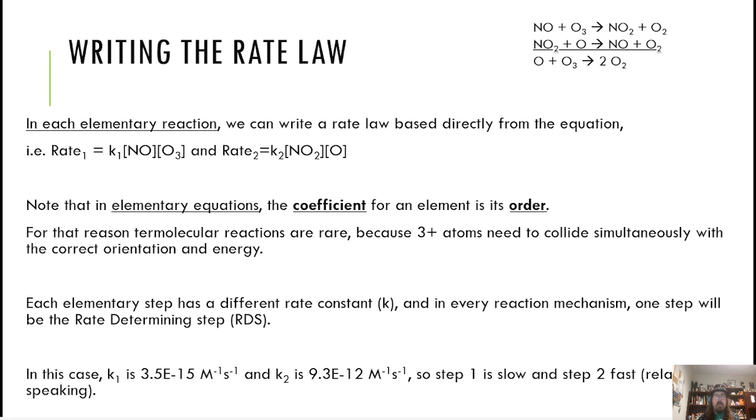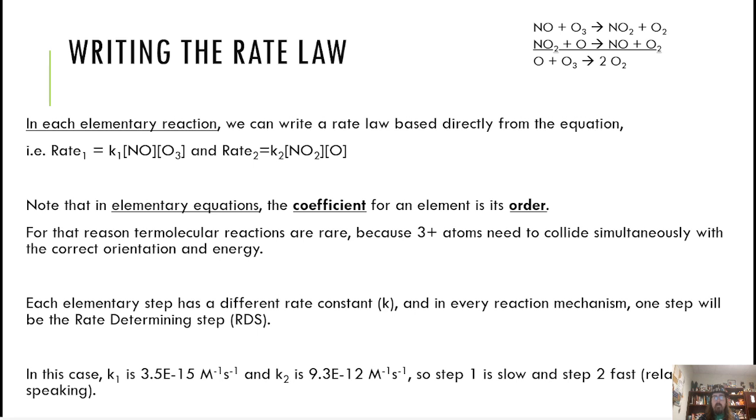2 atoms colliding, that's easy. 3 gets a little bit trickier. 4, it's even harder still. So now each elementary step has its own rate constant. Each reaction mechanism, 1 step will always be the rate determining step.